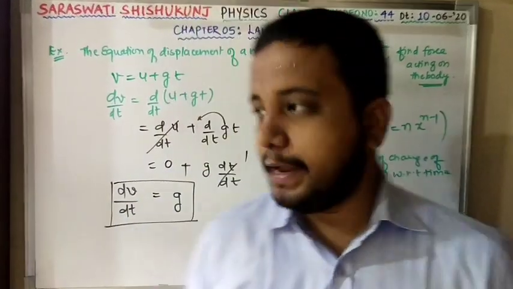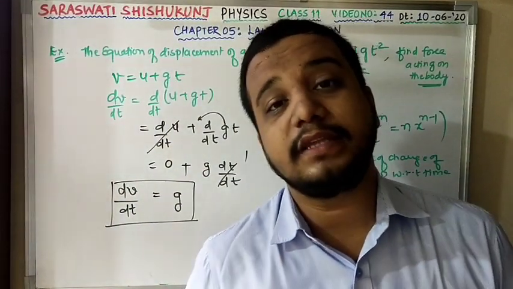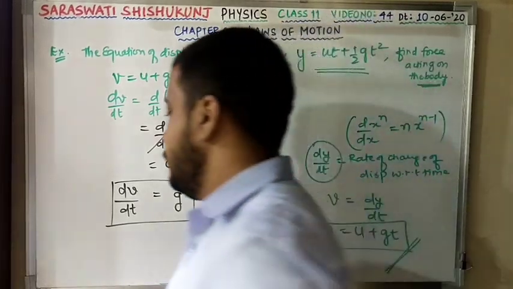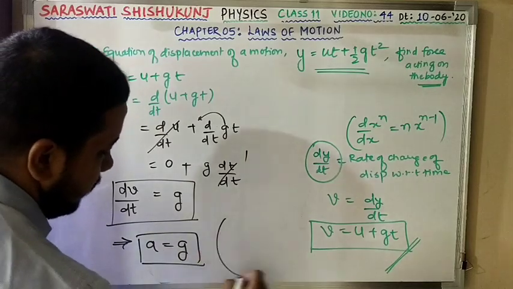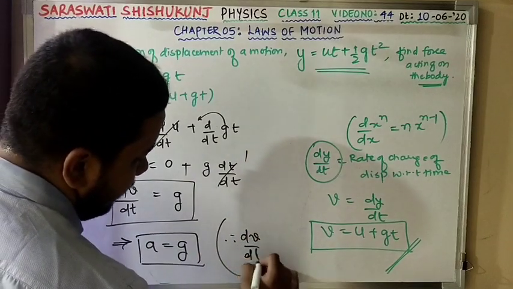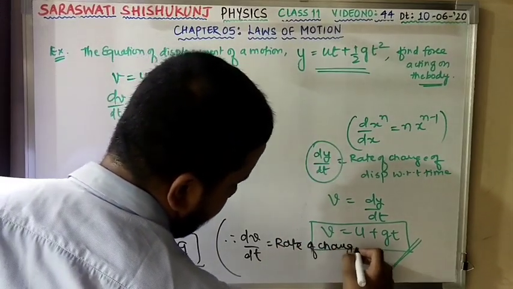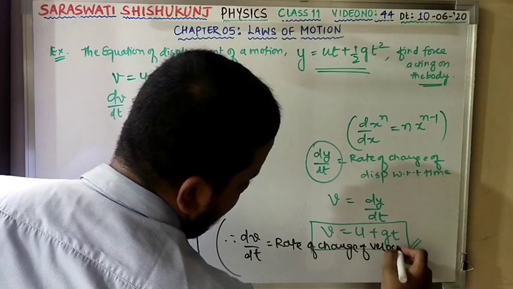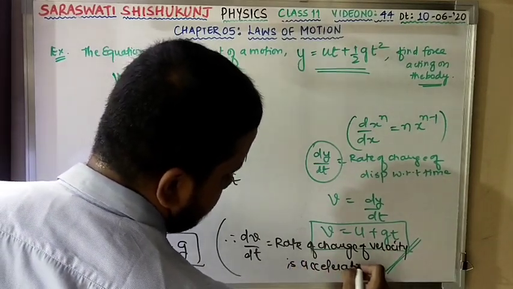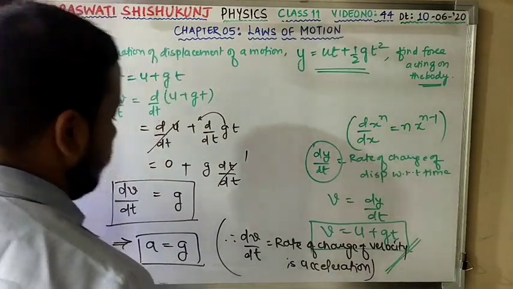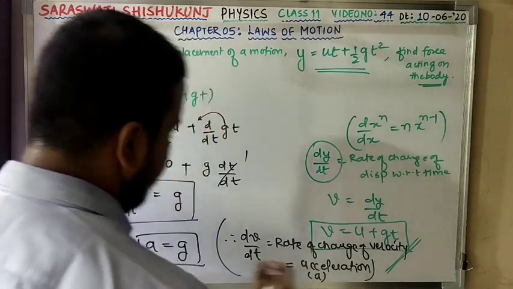What is dv by dt? Rate of change of velocity with respect to time. Velocity upon time is nothing but acceleration. So I am going to get acceleration is equal to g, because dv by dt, the rate of change of velocity, is acceleration. So instead of this I can write a. So a is equal to g.